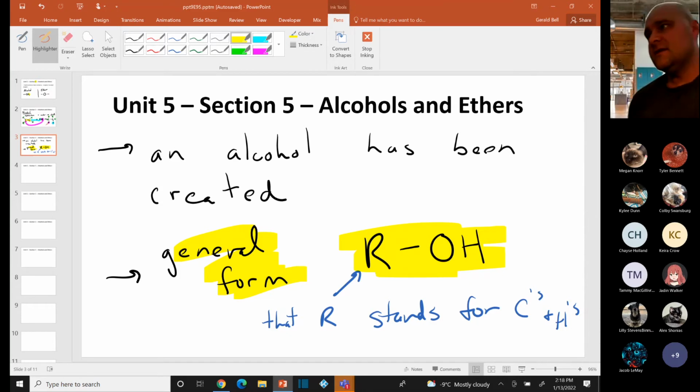That's it. So why don't we just look at the simplest ones, and then I'll show you the name, and I think you'll catch on. The naming here is pretty straightforward. Any questions about that? Okay, cool.